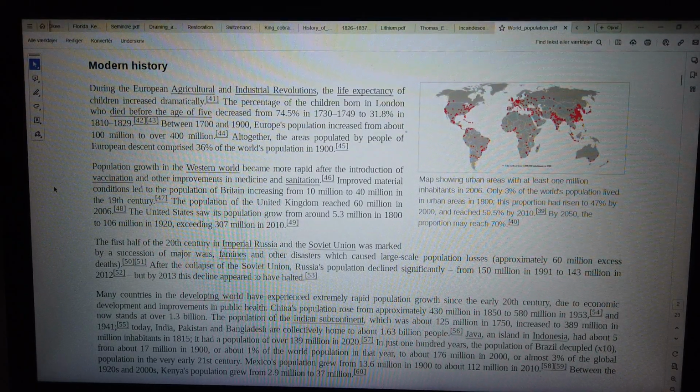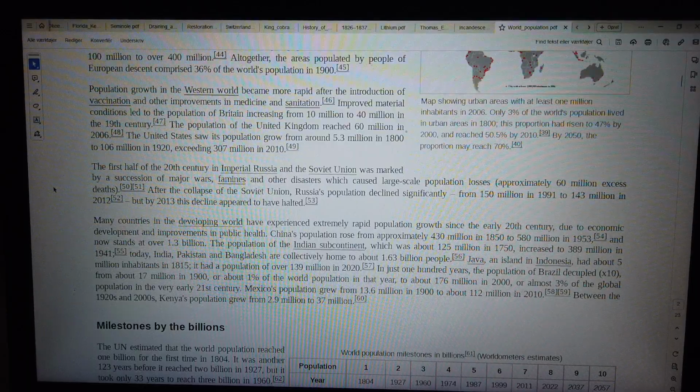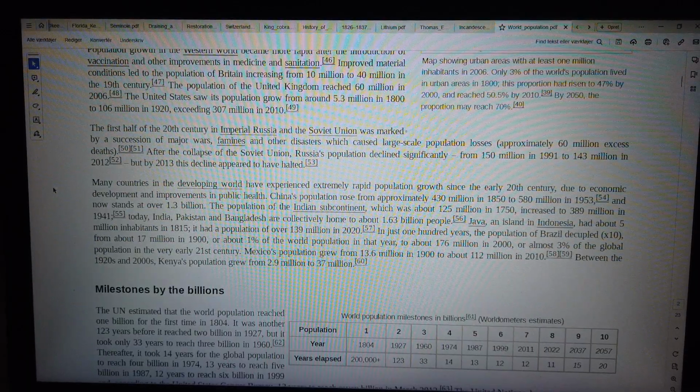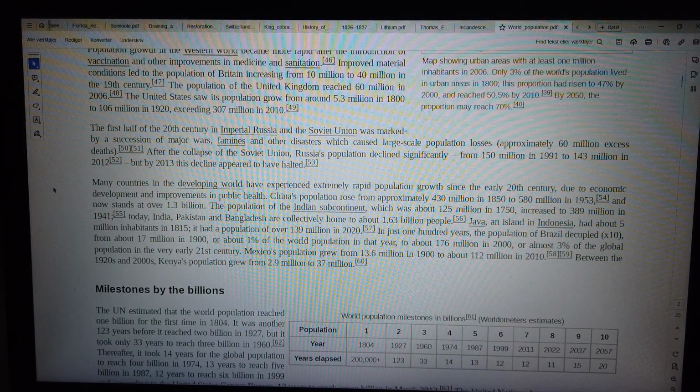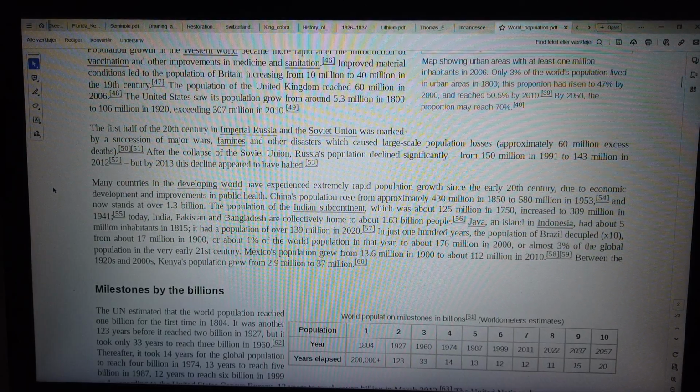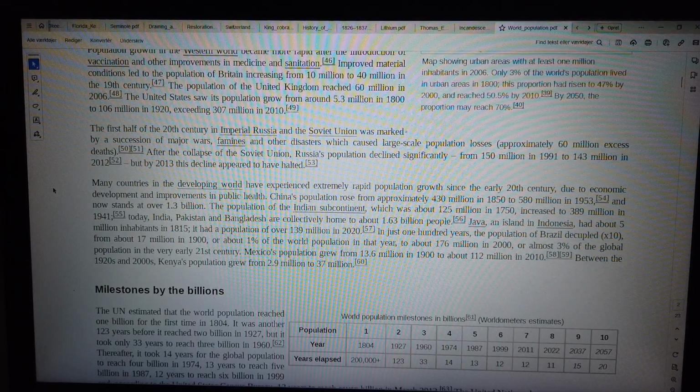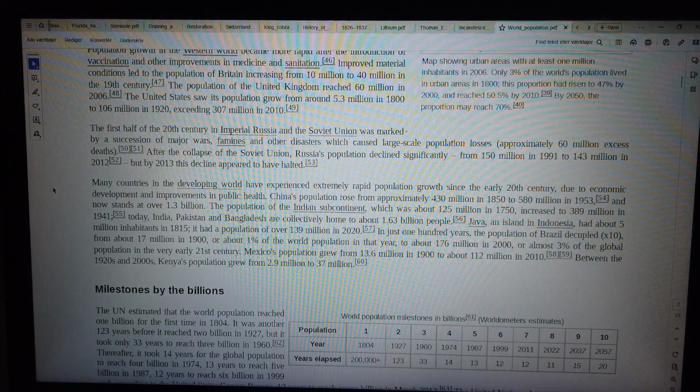The United States saw its population grow from around 5.3 million in 1800 to 106 million in 1920, exceeding 307 million in 2010.